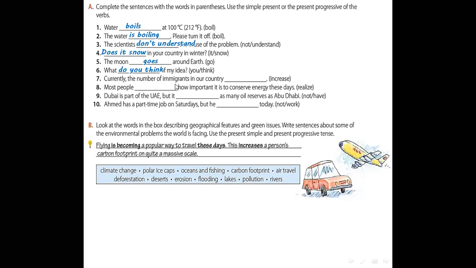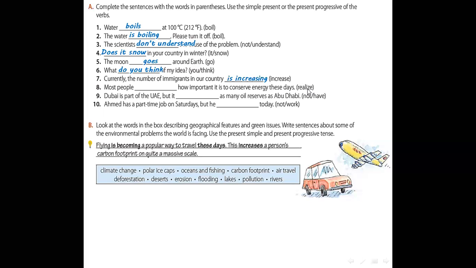Currently, the number of immigrants in our country increased. Pay attention to the time expression here: currently. So we use present progressive. Excellent. Is increasing.